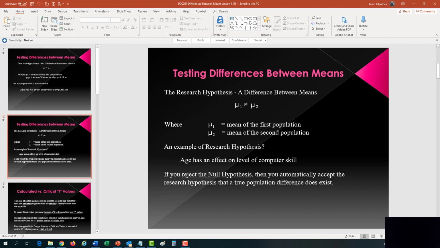An example of a research hypothesis is that age has an effect on level of computer skill, which makes a lot more sense to me, and I'm sure to you also. Because most all of you were born with laptops in your lap. You've had computers all your lives. You're very, very good with them. But I'll give you an example of age having an effect on level of computer skill.